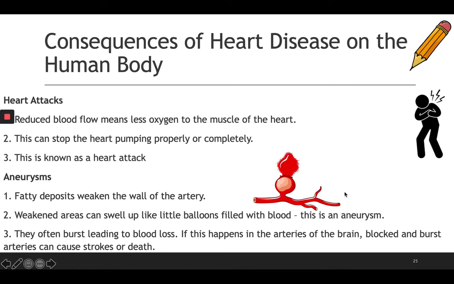Actually, one of my friends, Laura, her mum had a brain aneurysm, which is really serious, and she managed to survive it. The survival rate for a brain aneurysm is very, very low. And it's also one of the symptoms of heart disease that you can get.